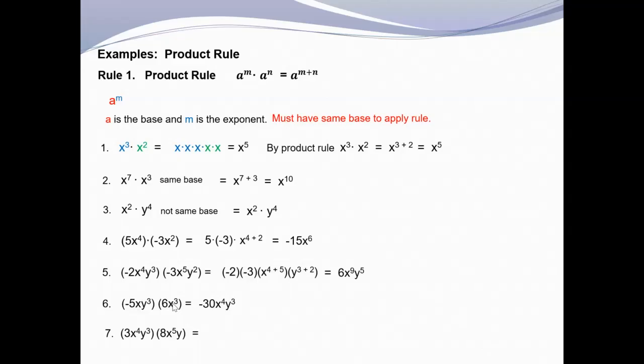Now this one here, right? We have 3 times 8, which is going to be 24. X to the 4th times x to the 5th will give us x to the 9th. And y cubed times y will give us y to the 4th. So this is my result.